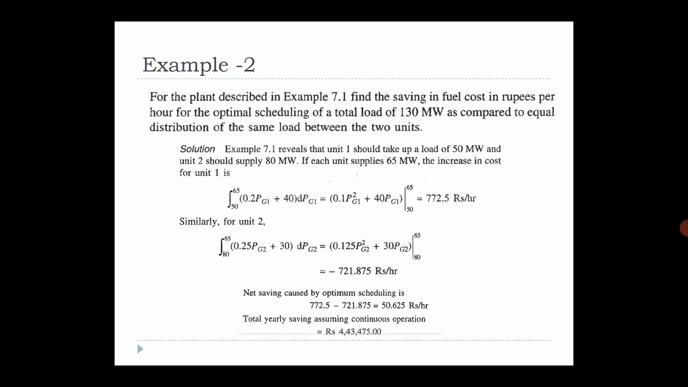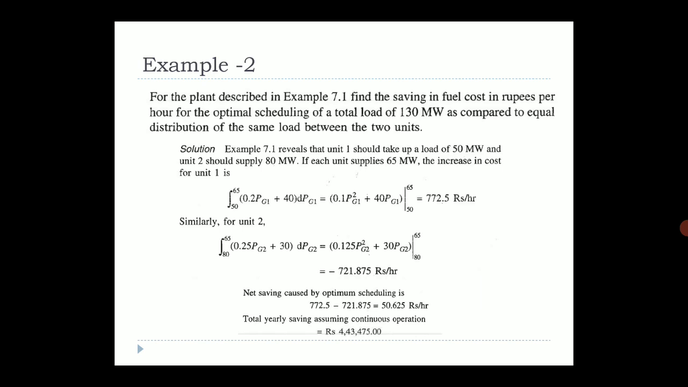Example 2, as I have told you, is a continuation of example 1. It says that for the plant described in example 7.1, that is the example we have seen previously, find the saving in fuel cost in rupees per hour for the optimal scheduling of a total load of 130 megawatt as compared to the distribution of the same load between two units. That means they have asked us to compare. We have a load of 130. Now we compare with the optimal distribution.